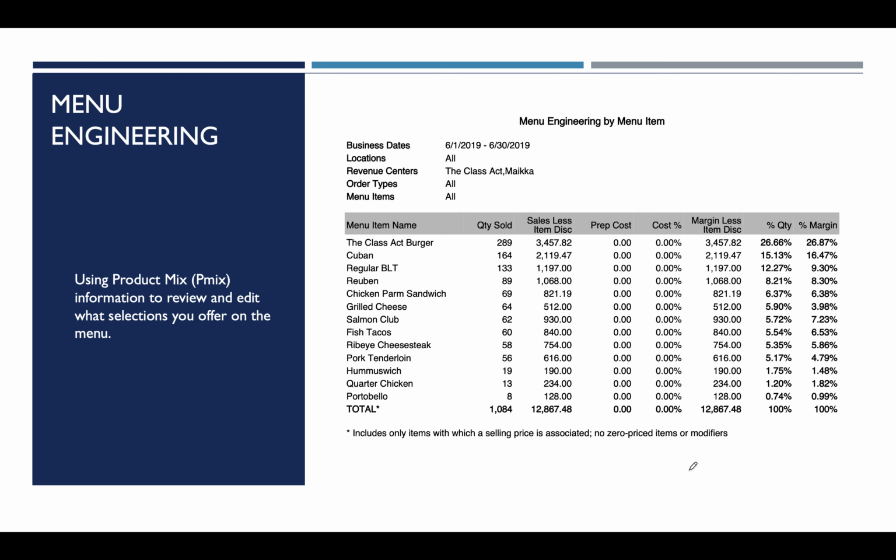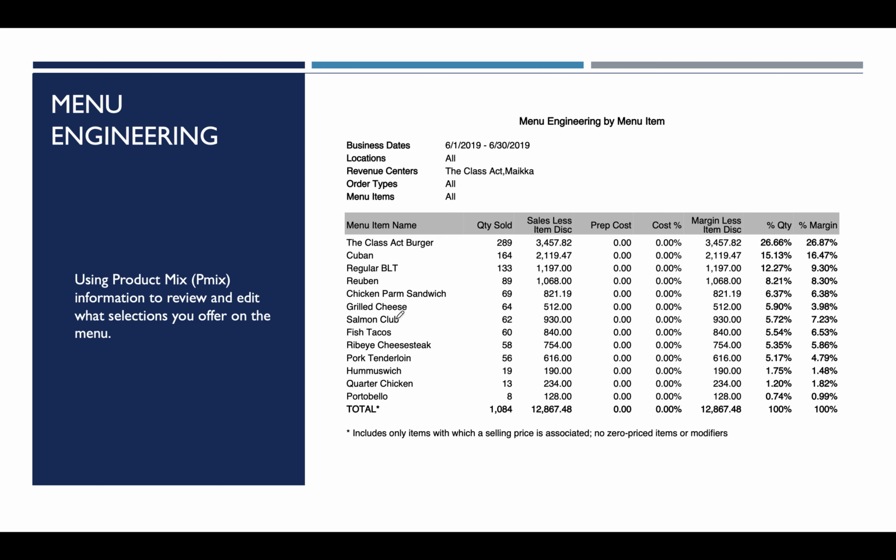All right, menu engineering. So we're going to use product mix, abbreviated PMix. You'll probably hear that out in the real world. So we're using that information to review and edit what selections you offer on the menu. Here we have an example of a lunch menu item product mix specific to our lunch sandwiches for the whole month of June in 2019. We rolled out a new lunch menu, and we wanted to see specifically what lunch sandwiches were selling and if the mix had changed. And it had.